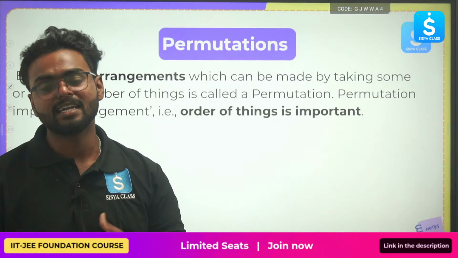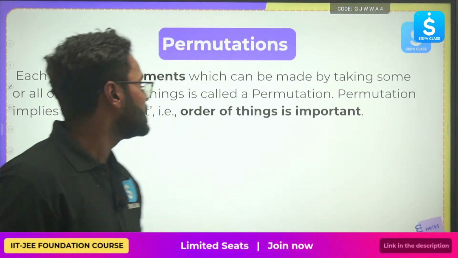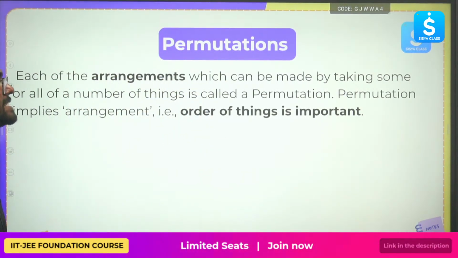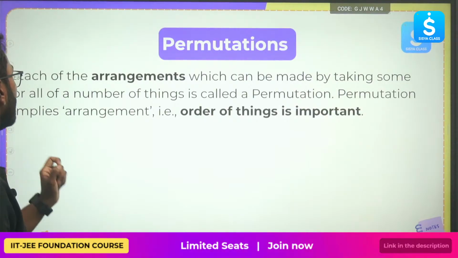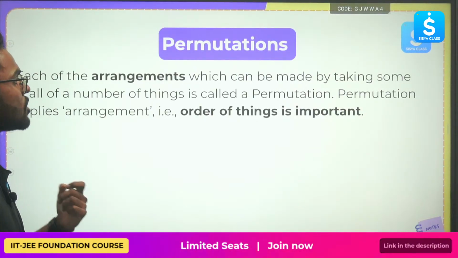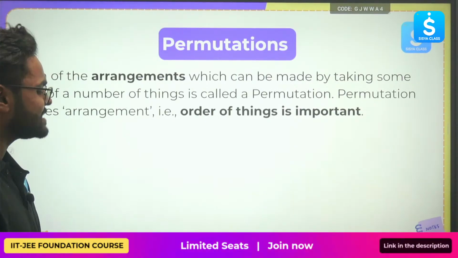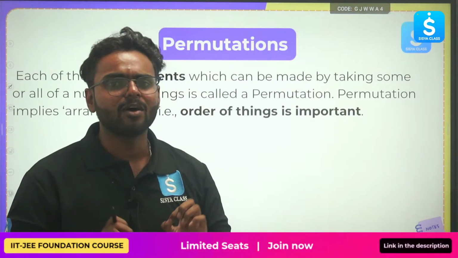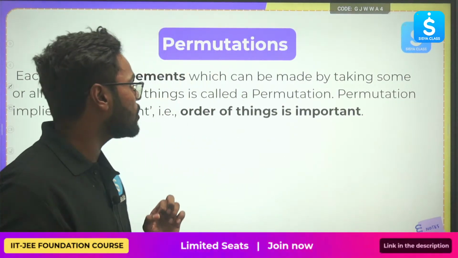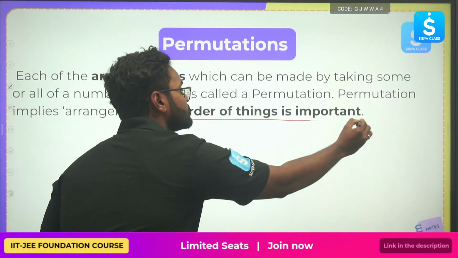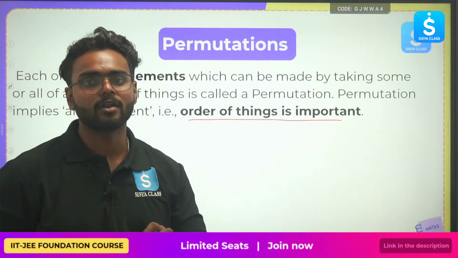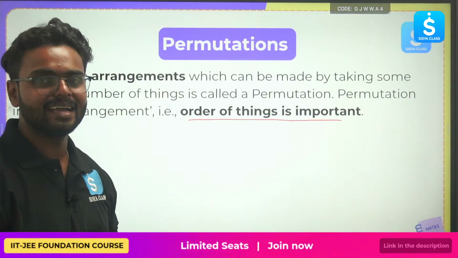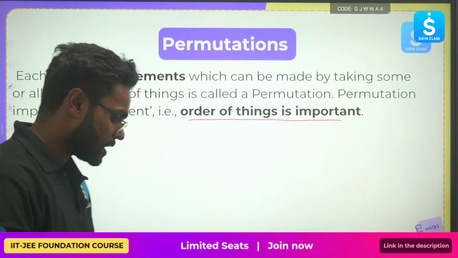Now coming to permutations. Let us see the definition of permutations first. Each of the arrangements which can be made by taking some or all of the number of things is called a permutation. Permutation implies finding the number of possible arrangements. The important thing to remember here is that the order of things happening is important. In what order they happen is important to consider.